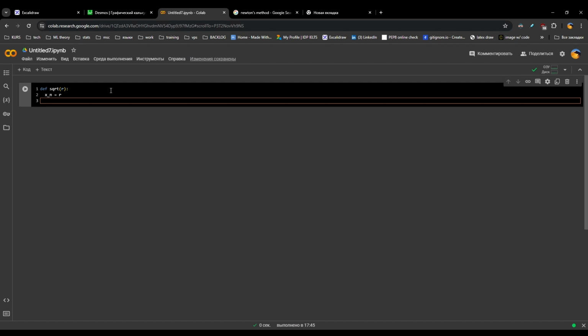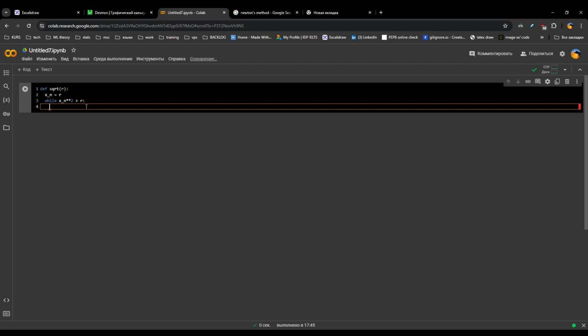Now we need to start the iterative process. We can use a while loop here under the condition that our approximation x of n squared is greater than r. So basically this tells us to run our while loop to find the minimum of a function, which is also a root of a function, until our x of n squared is actually less or equal than r and is close to the best approximation of the root of the function x squared minus r.